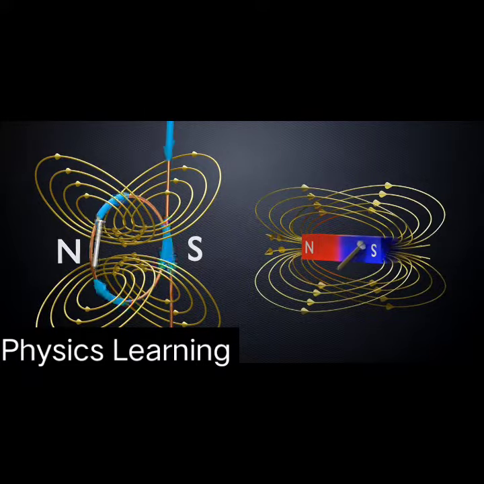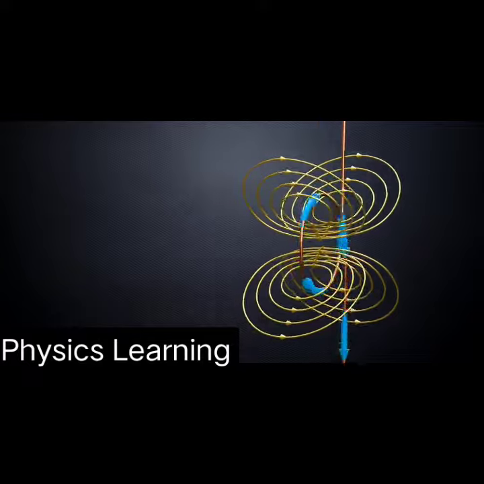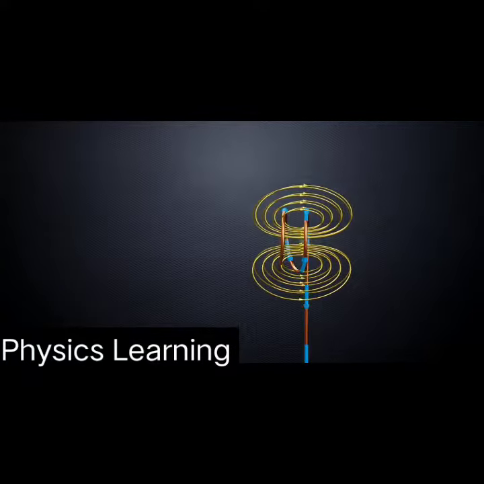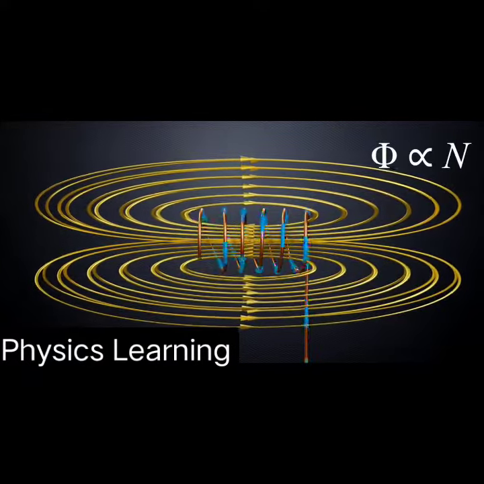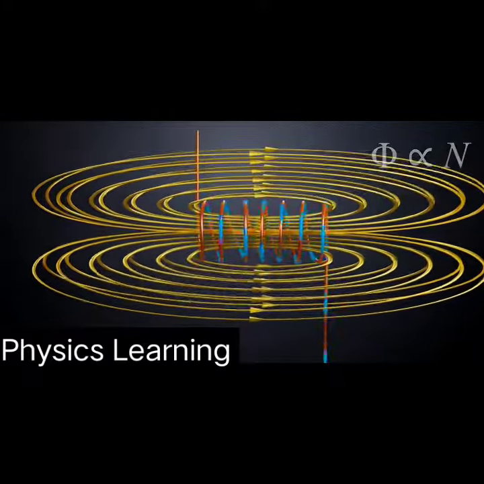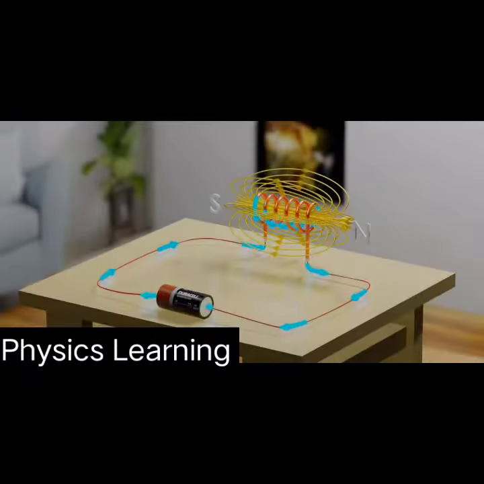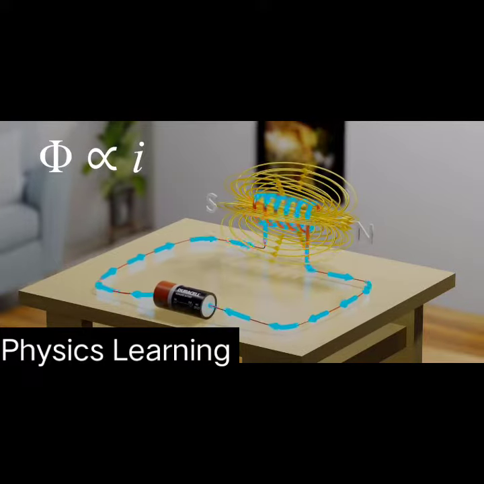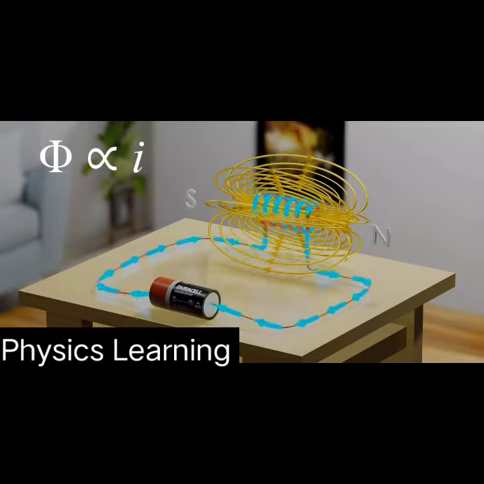Similarly, by increasing the number of loops, we can increase the magnetic flux. We can also increase the magnetic flux by increasing the current to the coil. A constant called inductance connects the magnetic flux and the current value. The value of inductance depends purely on the geometry of the coil.